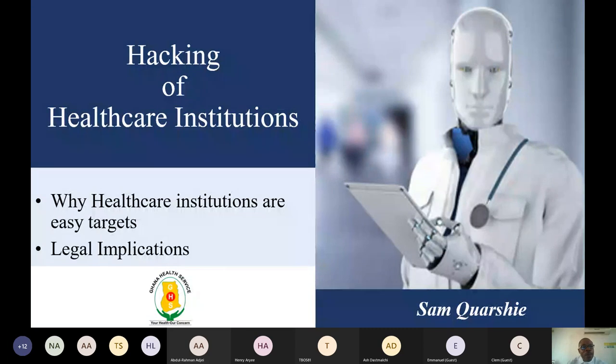I'll be handling two segments: why healthcare institutions are easy targets, and the legal ramifications of unauthorized intrusions or access to healthcare institutions and health IT infrastructure. Then the next speaker will provide some demo on what hackers do, as well as what to do to position your organization to address unauthorized access. So my presentation will follow that outline.